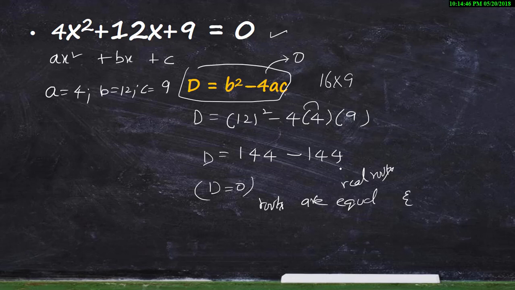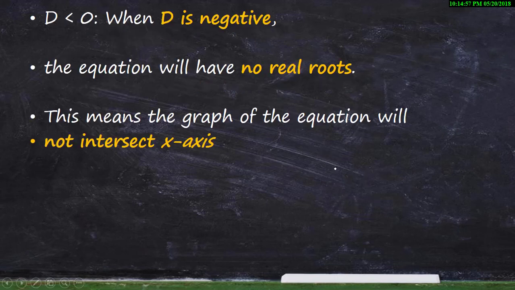Now we'll just move on to the last topic. Now we'll see this example. When D is less than 0, that means D is negative. That means when b squared minus 4ac is less than 0, we'll get imaginary roots or complex roots. The equation will have no real roots. We will not get any real roots. We will get complex roots. We will get imaginary roots.